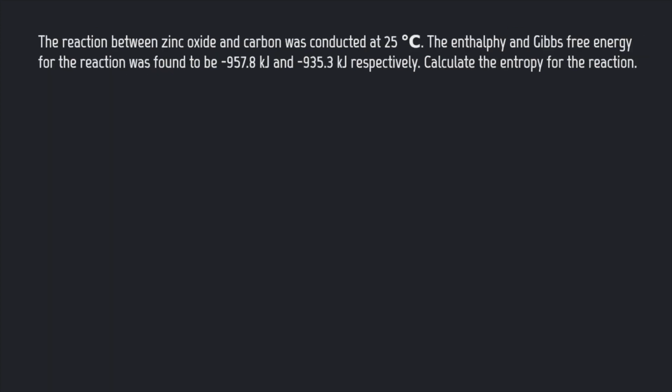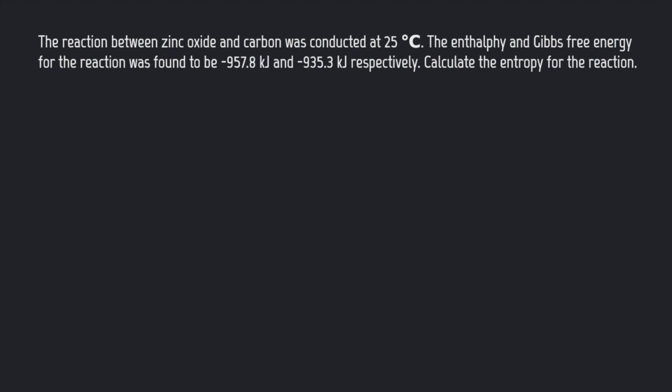Let's move on to question number 4. The reaction between zinc oxide and carbon was conducted at 25 degrees Celsius. The enthalpy and the Gibbs free energy for the reaction was found to be negative 957.8 kilojoule and negative 935.3 kilojoule respectively. Calculate the entropy for the reaction. Okay, this is a rather straightforward question. So you were asked to calculate the entropy, which is delta S.